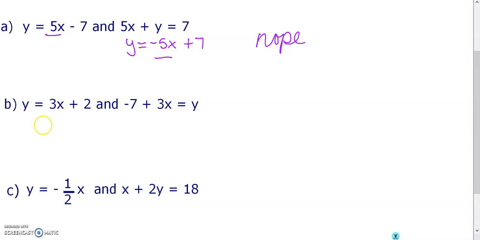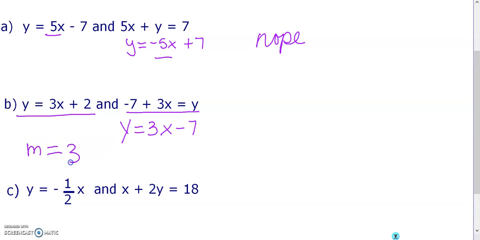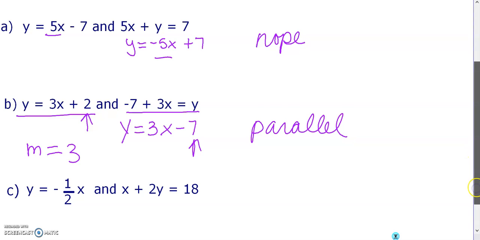Let's take a look at this next one. This is actually in slope-intercept form. I don't know if you recognize that. It's just written backwards. So if I rewrite it in slope-intercept form, it's this. So here's my 2 equations. What's the slope of both of them? 3. And they have different y-intercepts. So these ones are parallel. 2 things have to happen for lines to be parallel. Same slope, but a different y-intercept.